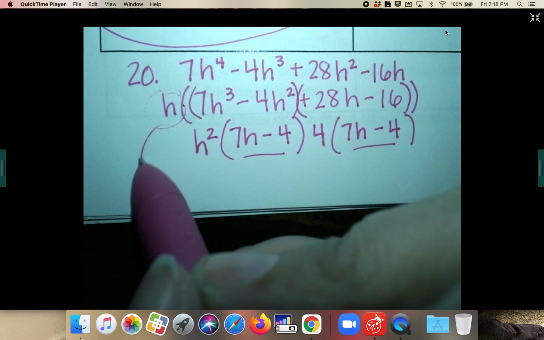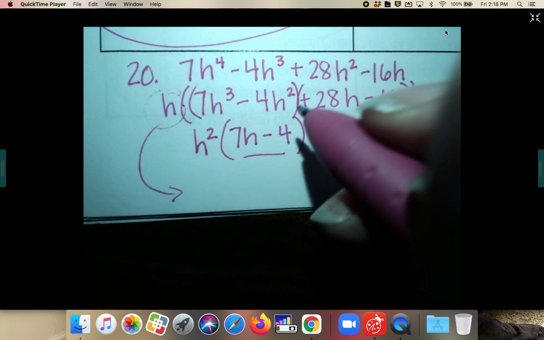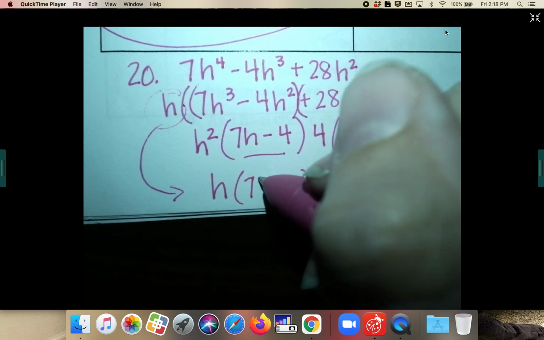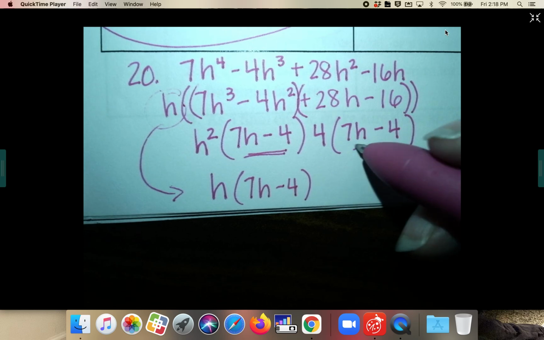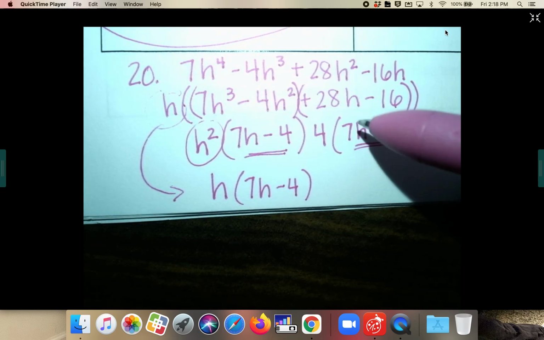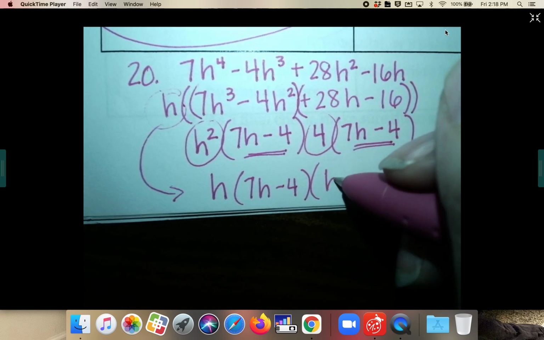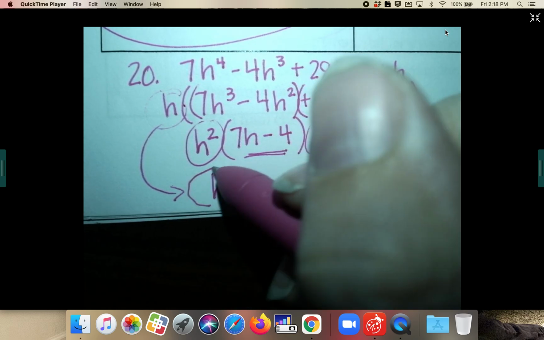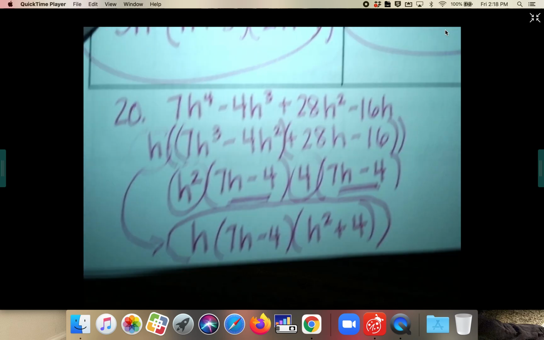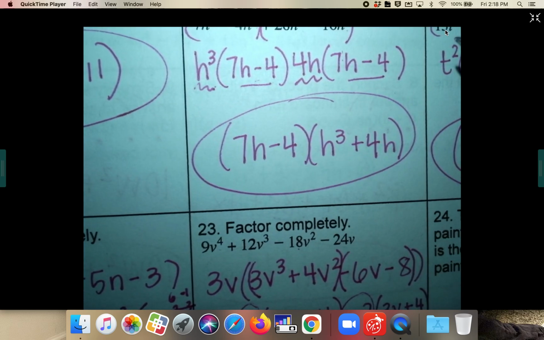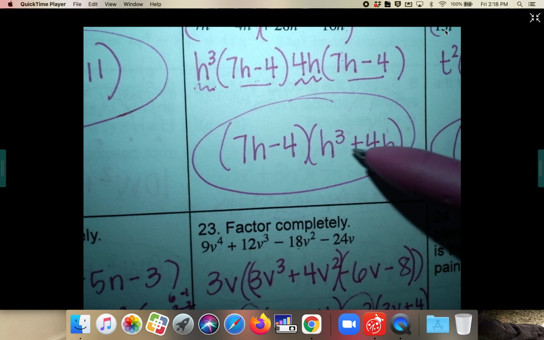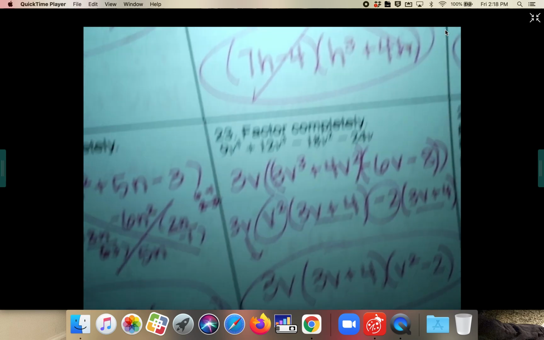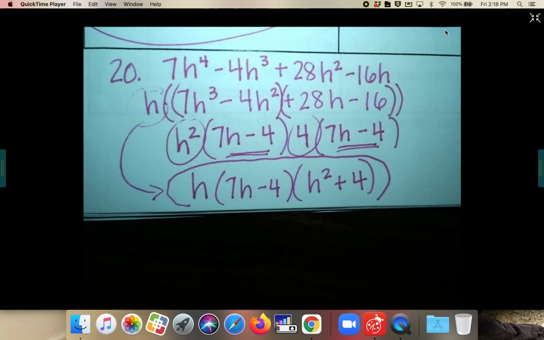So now I'm going to not forget my h. It's going to come back and stick itself on the answer. So we've got an h out front, and then our 2 sets of parentheses are 7h minus 4, since those were the ones that were alike, and the GCFs we pulled out, which is h squared plus 4. All right, this is a much better answer than whatever I had on 20. Yeah, this one, because I was like, I can still factor out an h on both of those, so why did that not work out? Okay, so I'm so sorry about number 20 originally, but this is the correct answer on 20.